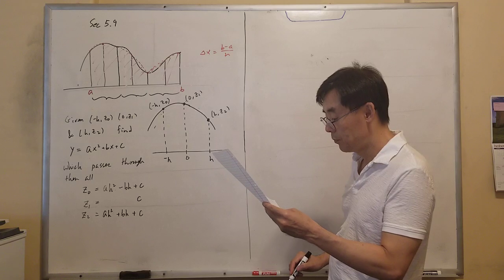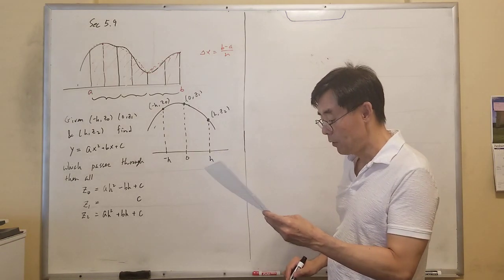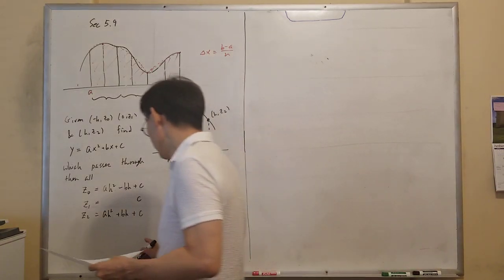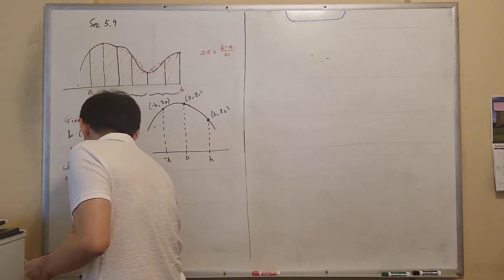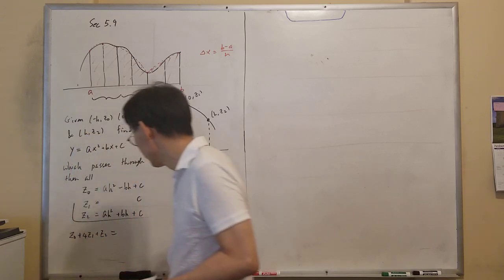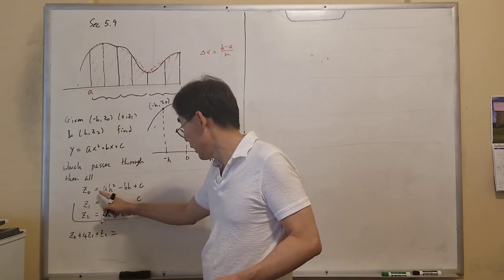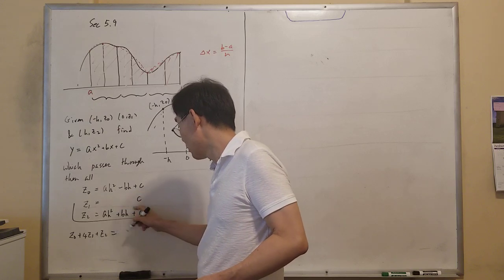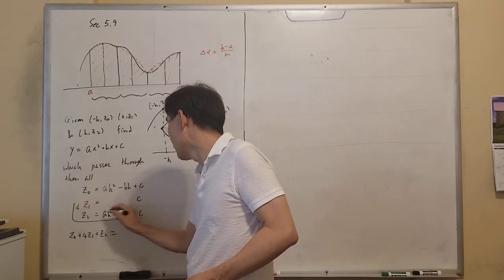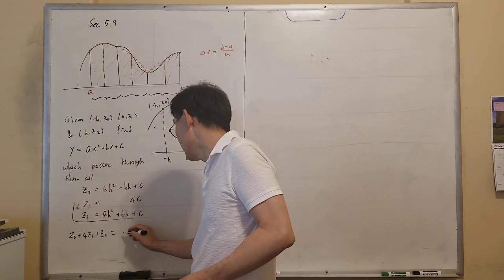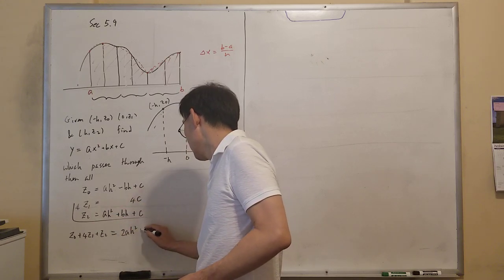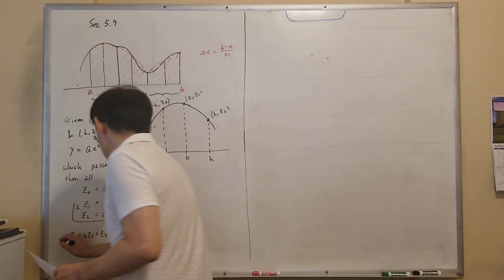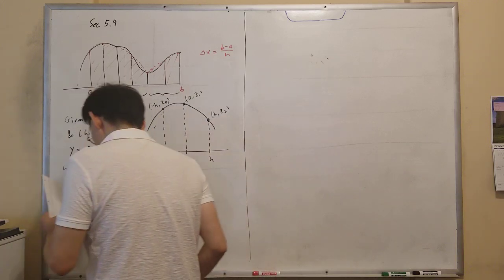Now, if we do z0 plus 4 z1 plus z2, then adding these and 4 times the middle, if you add them up, you get 2ah squared, the b terms cancel, plus 6c. So remember this, okay?